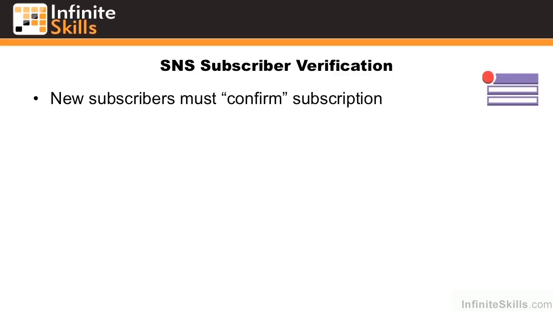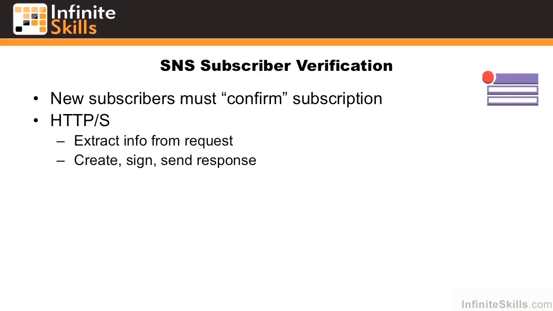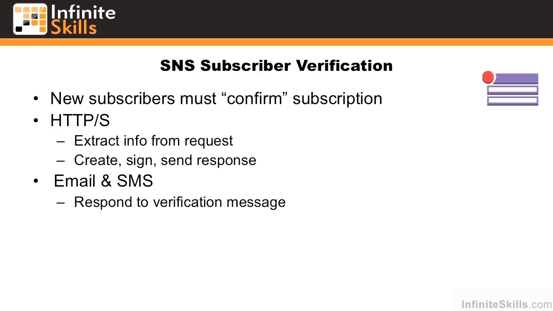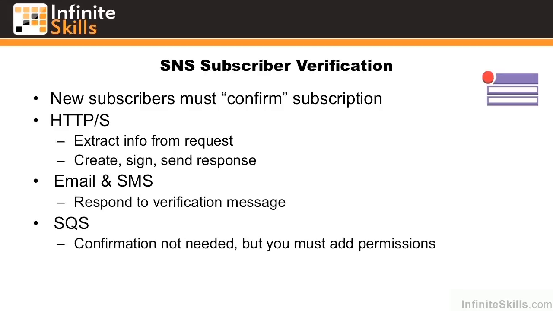When subscribers first are added to a topic, they have to confirm their subscription. Over HTTPS, this is done by extracting the info from the request, creating, signing, and sending a response. Over email and SMS, this is done by responding to a verification message, often by clicking a link inside of an email. In SQS, you don't have to confirm, but you do have to add permissions, so SQS and SNS can talk to each other.